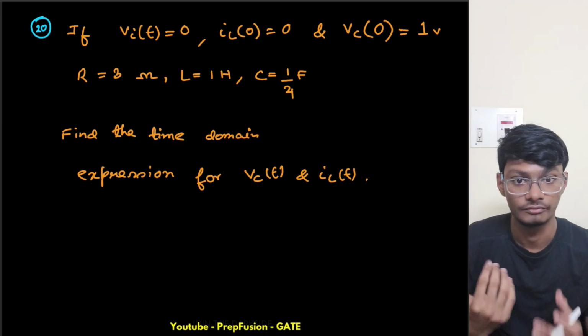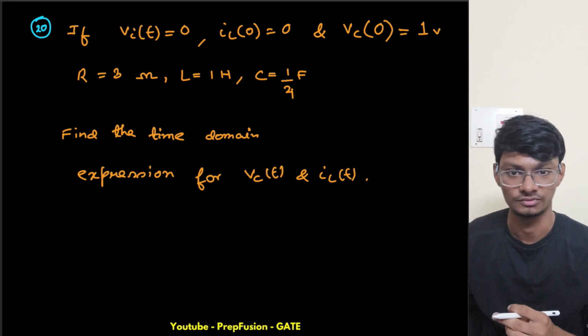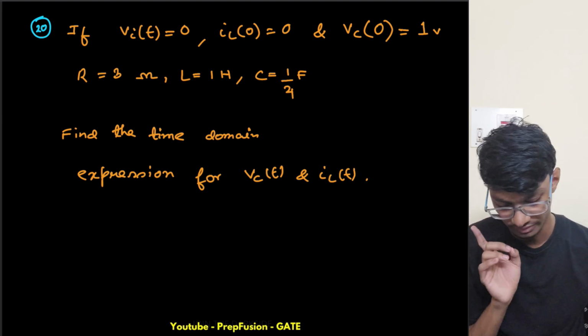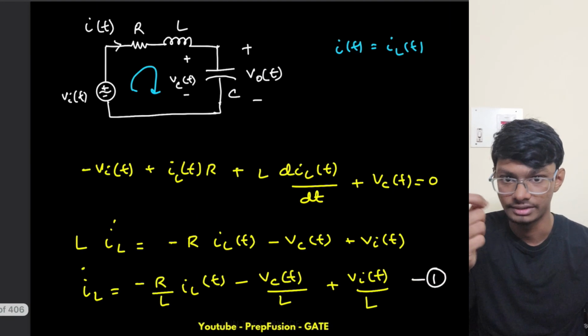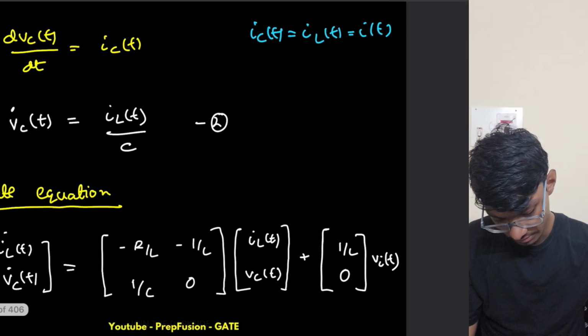So what help do we need? Remember, we have been doing this for the past few lectures. We need the state transition matrix. If you know the state transition matrix, I can find the values of the state variables. For that I need the state equation, so this is my state equation.